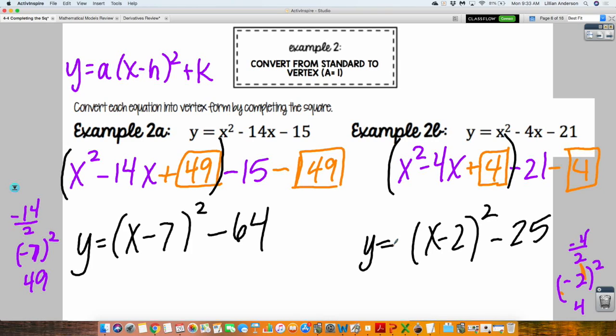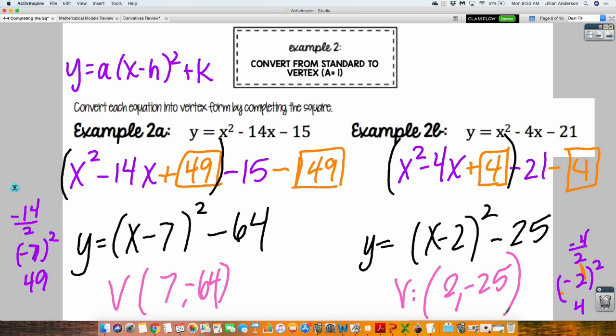Questions? Great time to review vertex form. For 2A, what's the vertex here? 7, negative 64. Remember, it's always the opposite of the inside and then the outside. What about here? What's the vertex here? 2, negative 25. Very good.